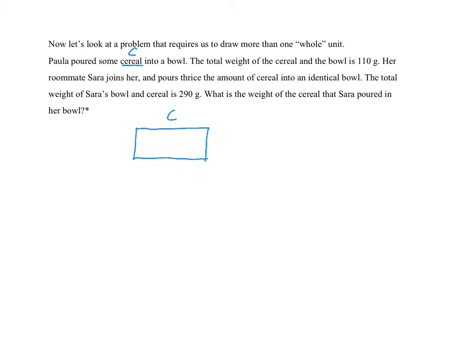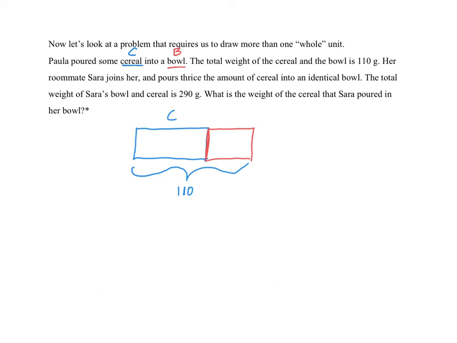But there's also the bowl in consideration. So I'll say that's B for bowl. And these 2 parts make up the total weight that Paula is considering with her cereal and her bowl. So we should mark that down in our diagram as 110.